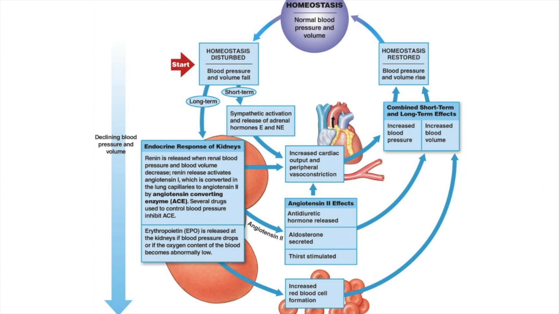So when blood pressure falls, as we see in this figure, the sympathetic nervous system is going to be activated. It's going to increase cardiac output and also cause vasoconstriction. The endocrine system is also going to be activated. It's going to increase blood cell formation and water reabsorption, and those two things are going to increase the blood volume.